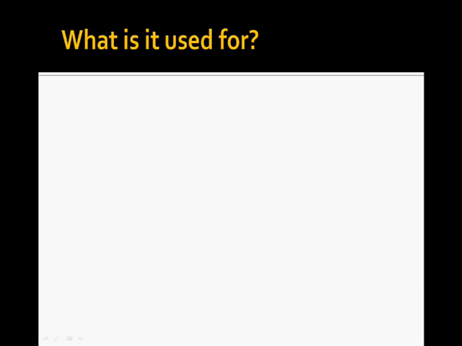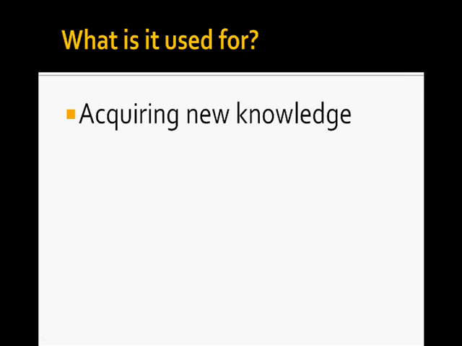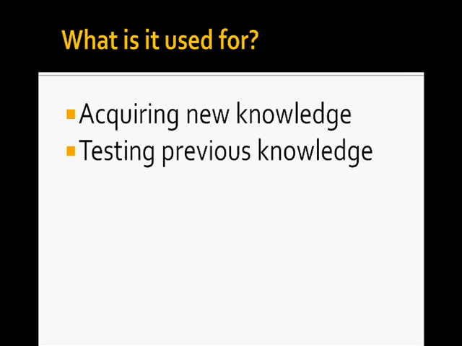So what do we use the scientific method for? Well, obviously we use it to acquire new knowledge about the world and about nature. But arguably, more importantly, we also use it to test previous knowledge and, where necessary, to correct it.